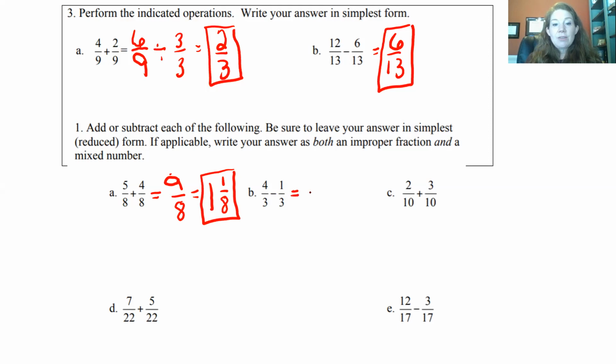Letter B, your denominator is 3. 4 minus 1 is 3. And if I divide 3 by 3, I get 1. That's my final answer. Letter C, 2 plus 3 is 5 over 10. Both of those are divisible by 5. So my final answer is 1/2.